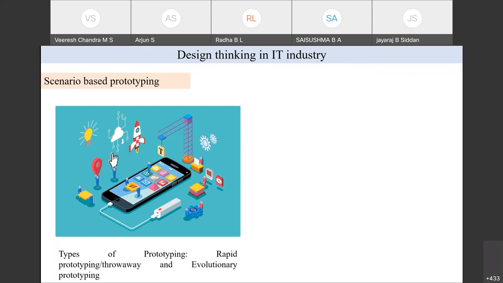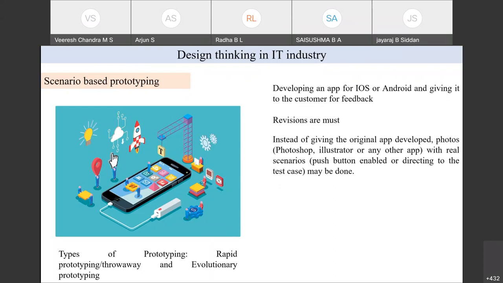Let us say beta, beta apps, beta version of the apps, correct? So these betas may be considered as the evolutionary prototypes, and on them only we are going to build the original products and release them on iOS or even Android. So that's developing an app for iOS or Android and giving it to the customer for feedback. So obviously revisions are a must. Every time we need to present the prototypes in front of the customer or end users, and get the feedback from them. When I consider these software or apps, betas are one of the types of prototypes as far as my knowledge is concerned.